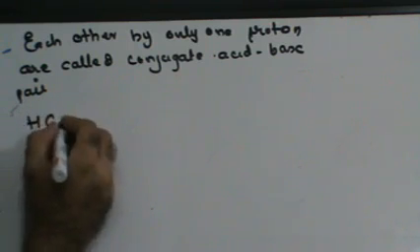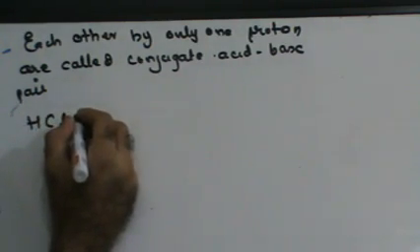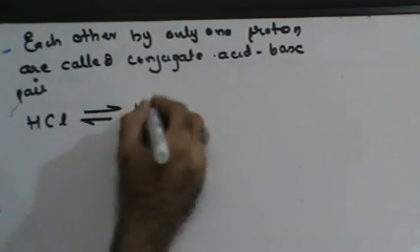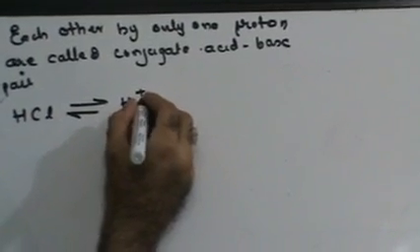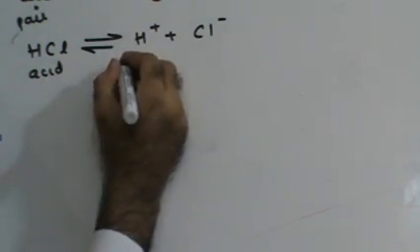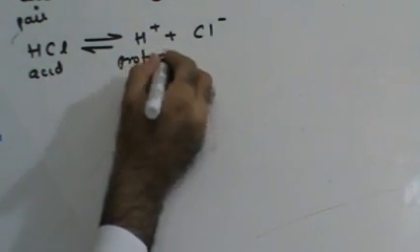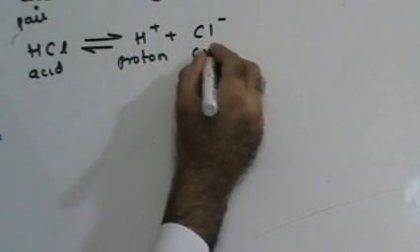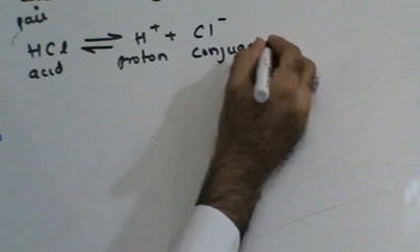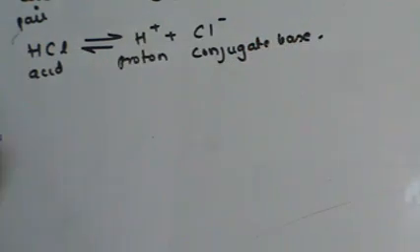Let's consider hydrochloric acid. Hydrochloric acid, when it loses a proton, gives you hydrogen ion plus chloride ion, right? This is my acid, this is your proton, and since it has lost a proton, this is called a conjugate base, because when it accepts one proton, it will form an acid again.